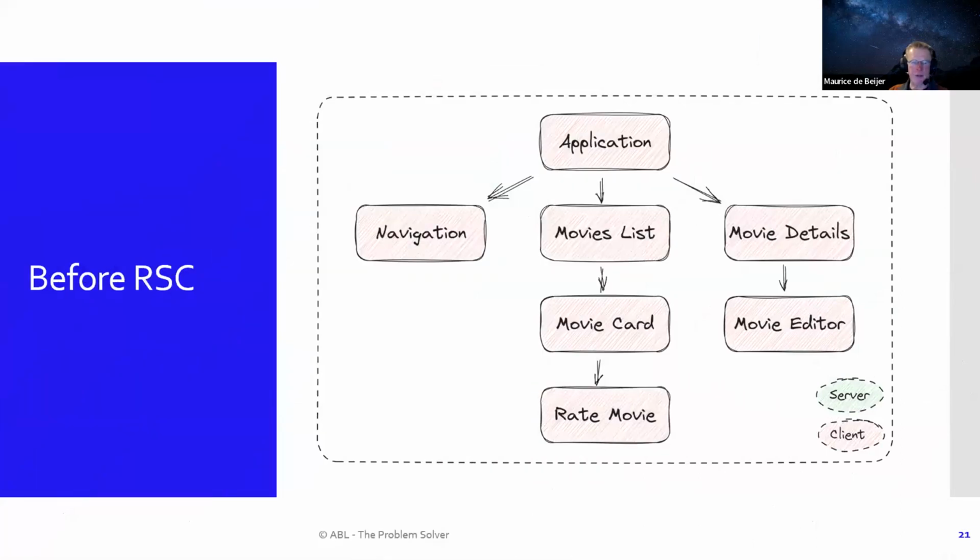Now, if you look at it, I've got a really simple schematic of an application here. We've got an application which renders a bunch of components like a navigation bar, a movie list, or a movie detail, depending on your route. And with the movie list, there are a number of movie cards, and you might be able to rate a movie in there with a button. And traditionally, it would be React components, and they would all render in the browser.